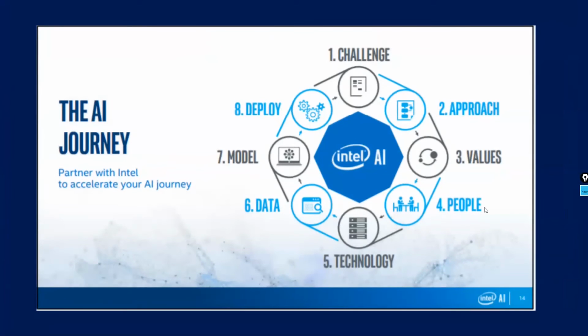Okay, so how does Intel help you accelerate your journey towards AI? How can Intel help you with the tools available? I'll discuss that. It is modeled in 8 steps, starting from the challenge to the approach, to the value, to the people, technology, data, model, and deployment. Each point gives you an insight into how Intel tools can help you at each step and make sure that you can deploy an application.